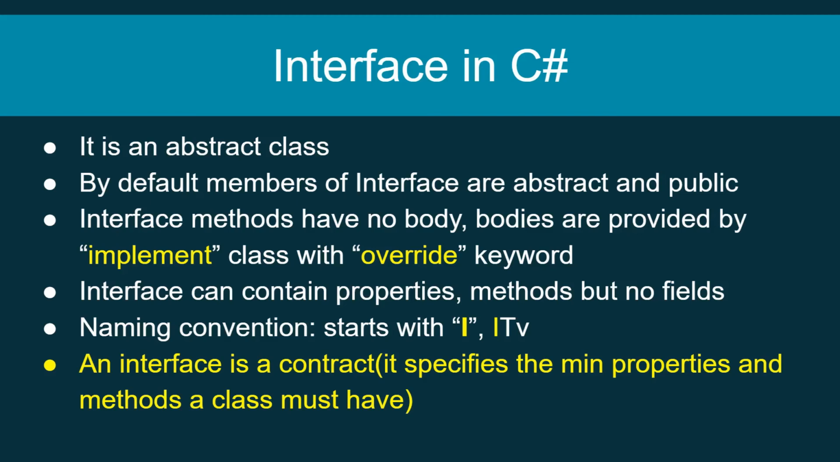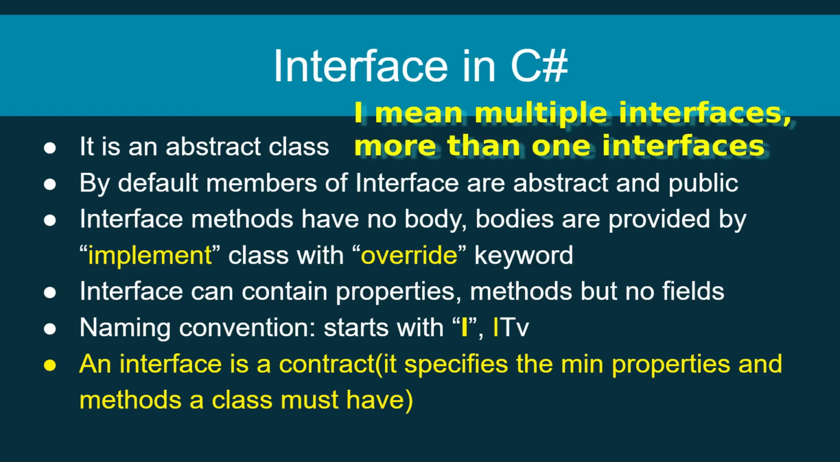When you implement an interface in a class, that class must have all the properties and methods of that interface. You can inherit only from one class, but you can implement different interfaces. You will see that in the examples.